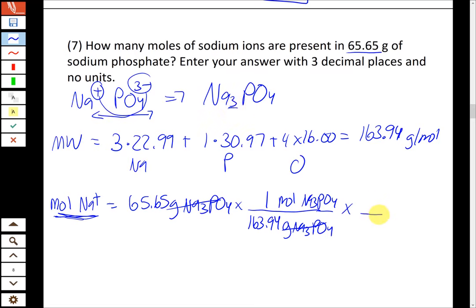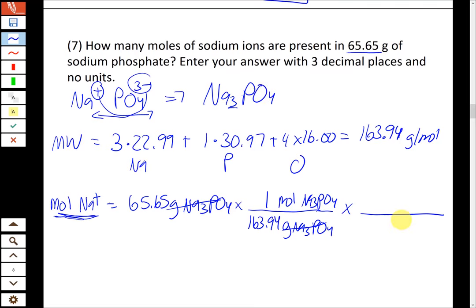So the last conversion we have to do, these formulas can be interpreted in terms of individual atoms or in terms of moles. So when we read a formula Na3PO4, that could mean that one formula unit has 3 sodium atoms, 1 phosphorus, and 4 oxygen atoms, or it can be interpreted as 1 mole of sodium phosphate has 3 moles of sodium, 1 mole of phosphorus, and 4 moles of oxygen. They work the same way.